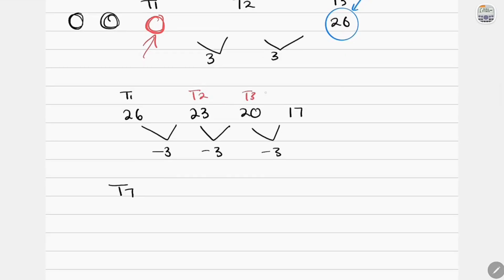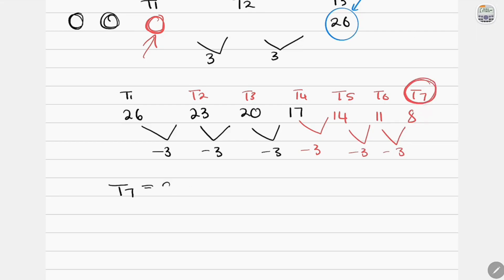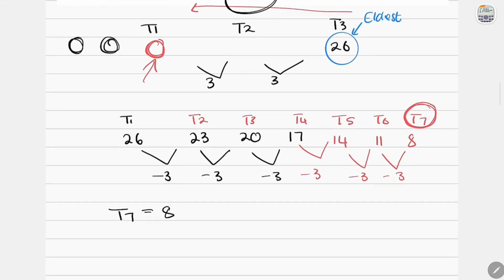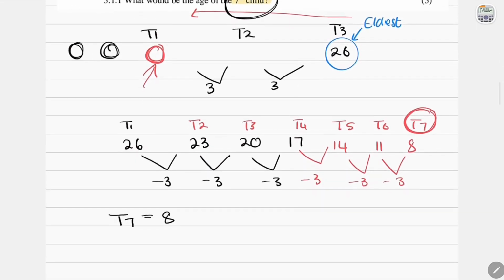So term 2, term 3, term 4, 5, 6, and 7. So we can actually see how old this child would be. So -3, that would be 14. Then -3, that is 11. -3, that would be 8. The 7th child would be 8 years old. So we could do it like that and say the 7th child is going to be 8 years old, or we could have found the formula for this pattern.